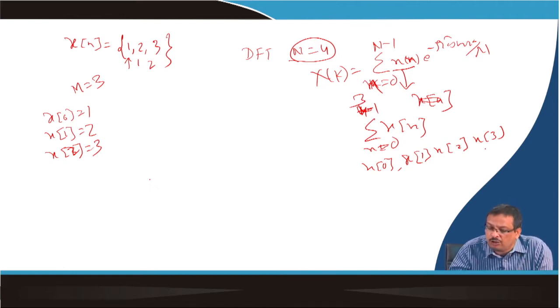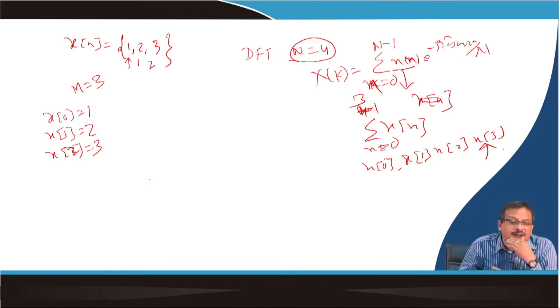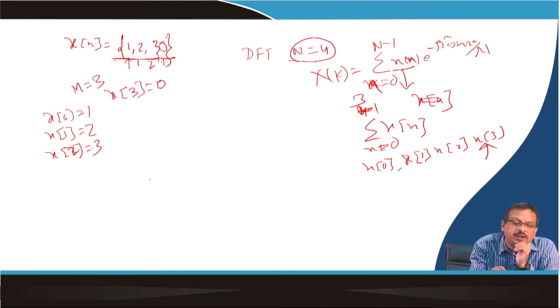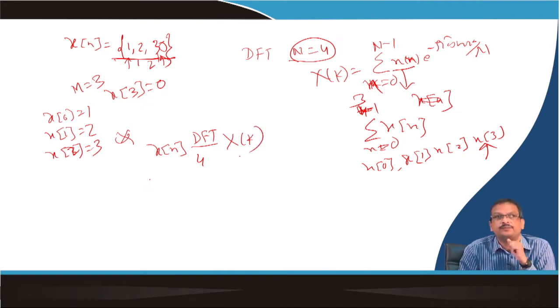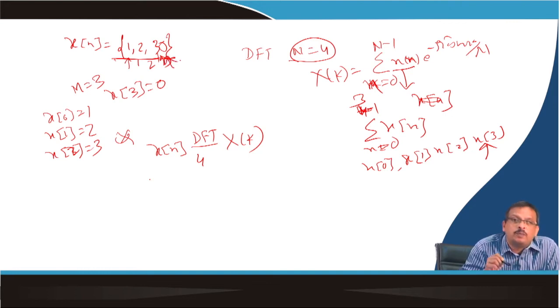So what is the value of x of 3? That means I am assuming that outside the length of the signal, the signal is 0. So I can say x of 3 is equal to 0. So I padded a 0 here, or inserted a 0 here, and then did the DFT of length 4 to compute X of k. So that is called zero padding.